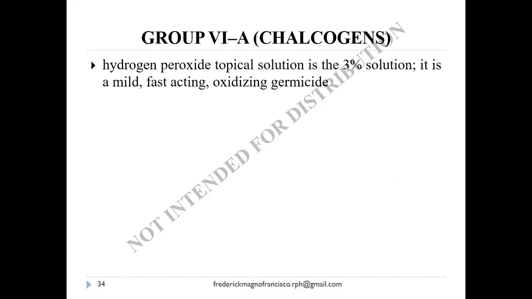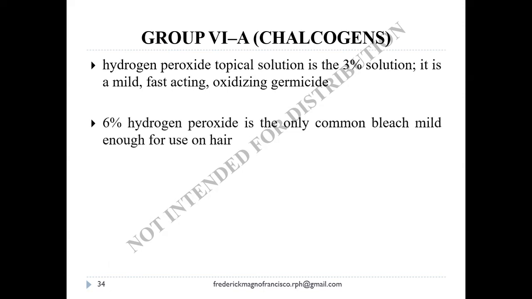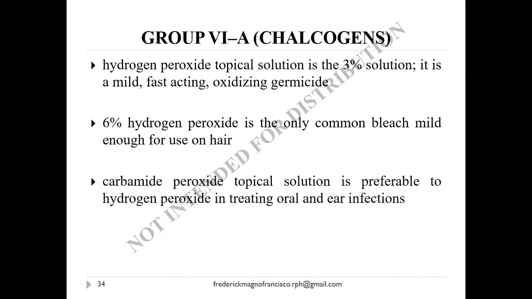Hydrogen peroxide topical solution is the 3% solution. It is a mild, fast-acting, oxidizing germicide that will destroy most pathogenic bacteria. 6% hydrogen peroxide is the only common bleach mild enough for use on hair. Carbamide peroxide topical solution is preferable to hydrogen peroxide in the treatment of oral and ear infections.